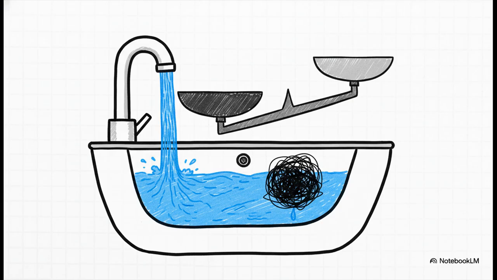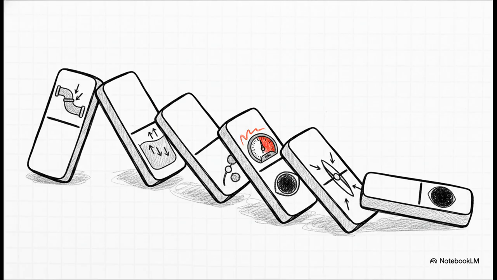But this one issue is what kicks off a really dangerous chain of events inside the eye. And you really need to understand this domino effect. So first, the drain gets clogged, which means the fluid can't get out properly. That causes the fluid to back up, just like a sink filling with water. And the pressure inside the eye starts to build. That rise in pressure is what we call increased intraocular pressure, or IOP.